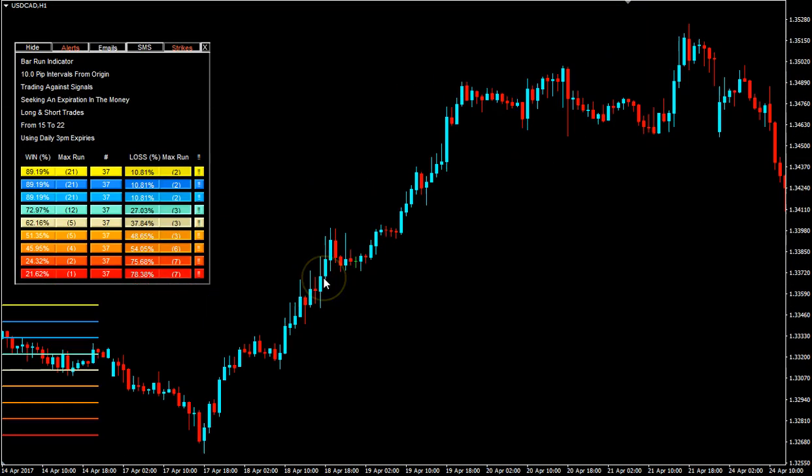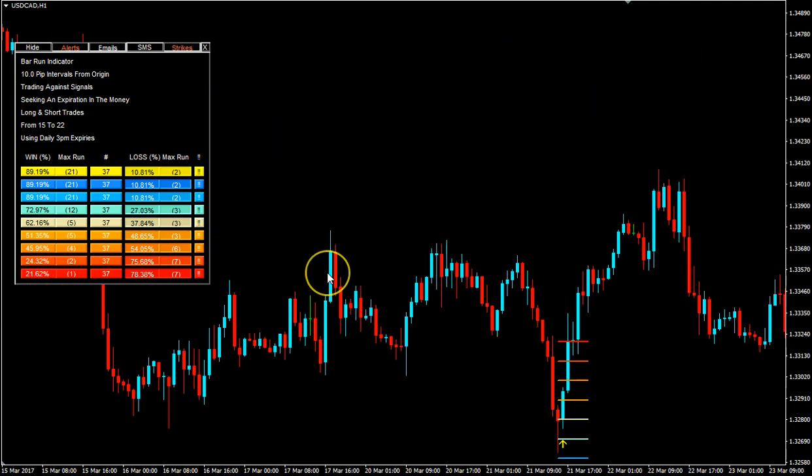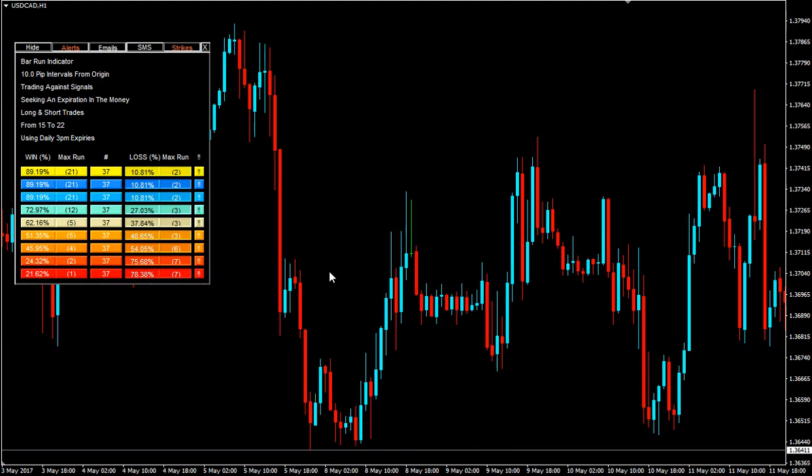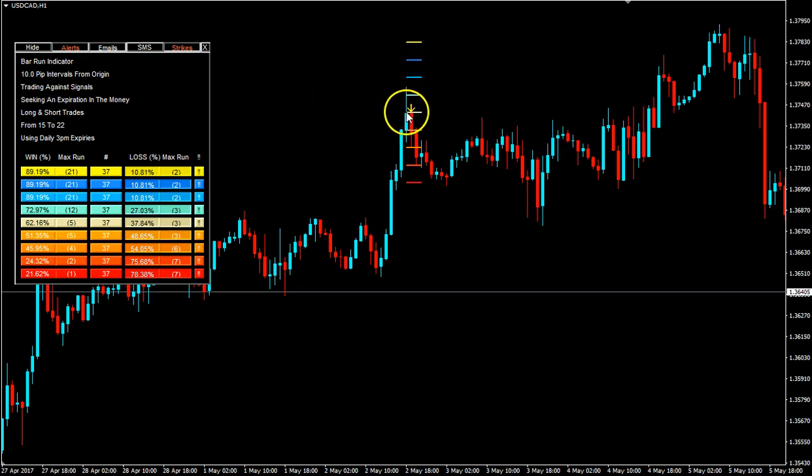Okay, so if we do that, now everything prints normally. You can see every signal. You can see all the win rates, loss rates, whatever.